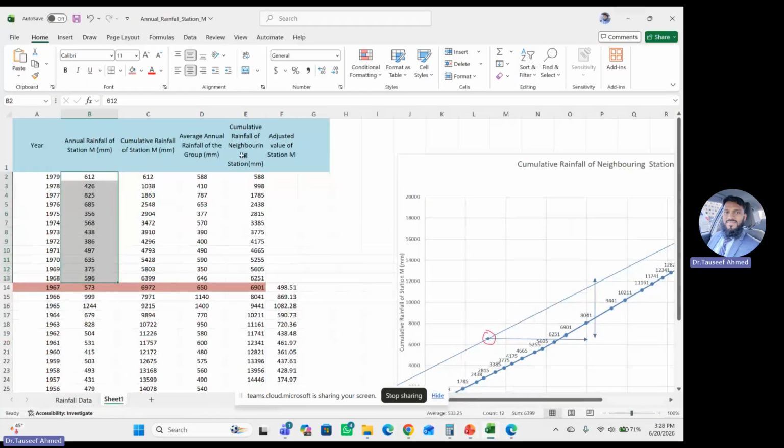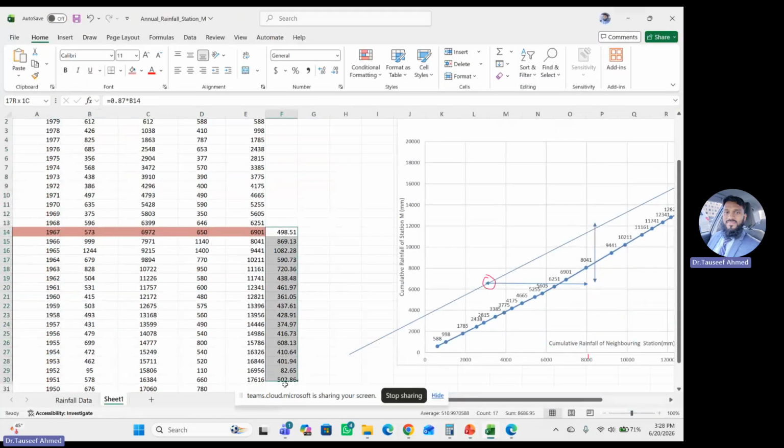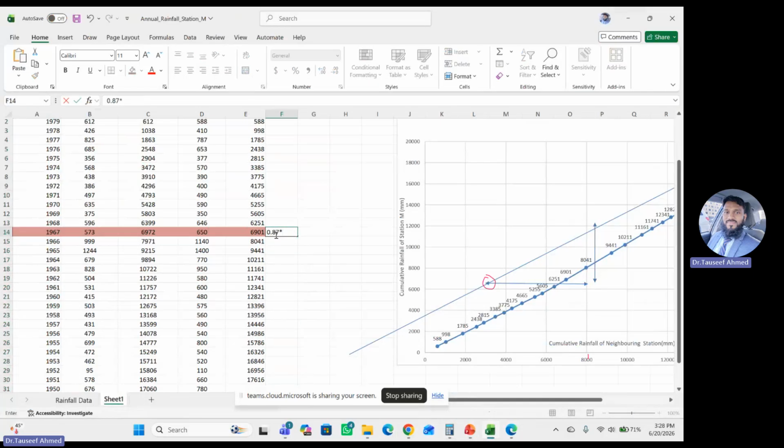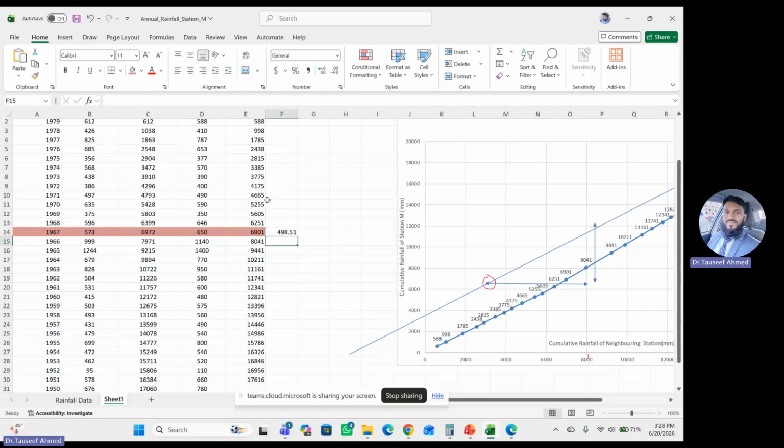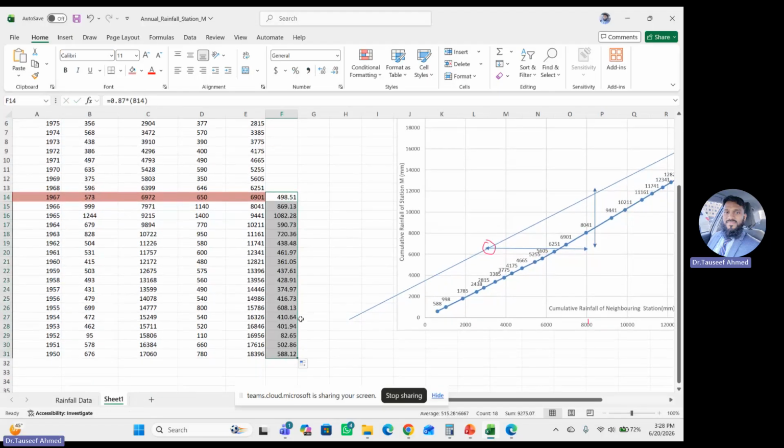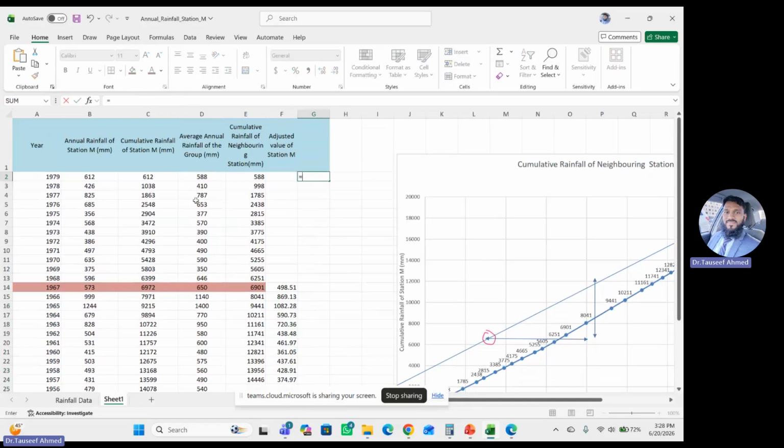So here you will see what we did. We will multiply 0.87, which we got, by the value 573, okay? So before that, we will apply the formula: equal 0.87 multiplied by this 573, bracket close, enter. So we are getting this one. Because our ratio is 0.87, based on our ratio, we are saying this one. Then finally, you can also write the same value here.